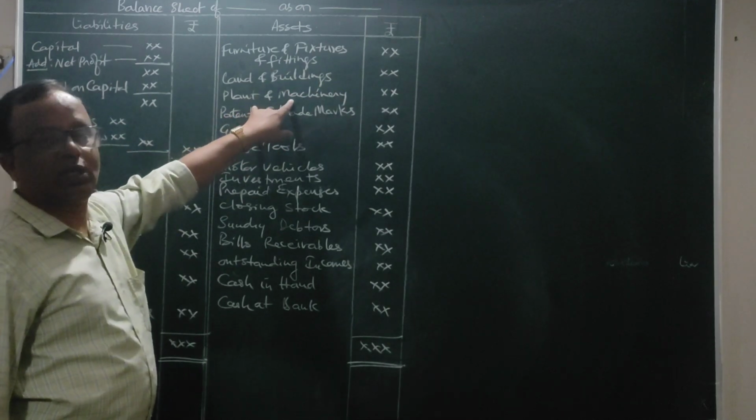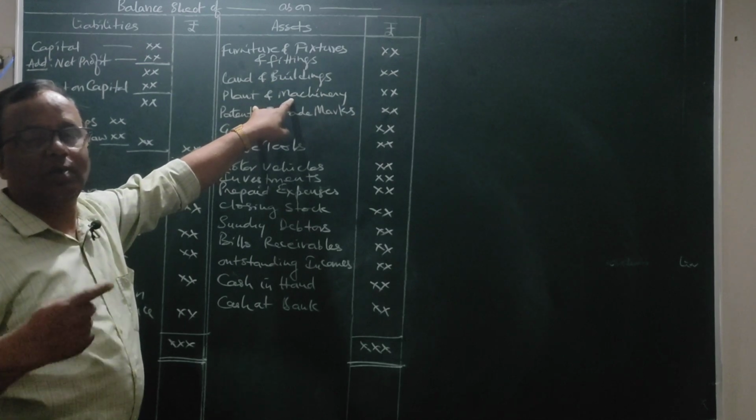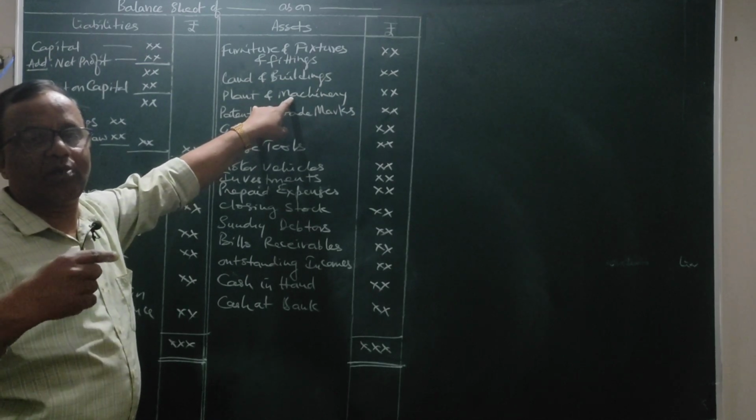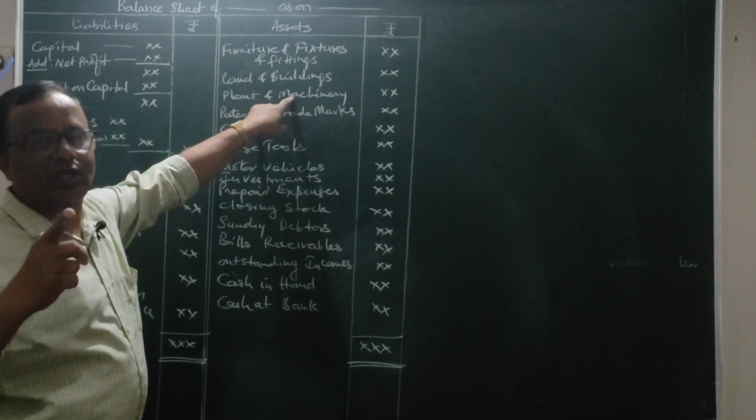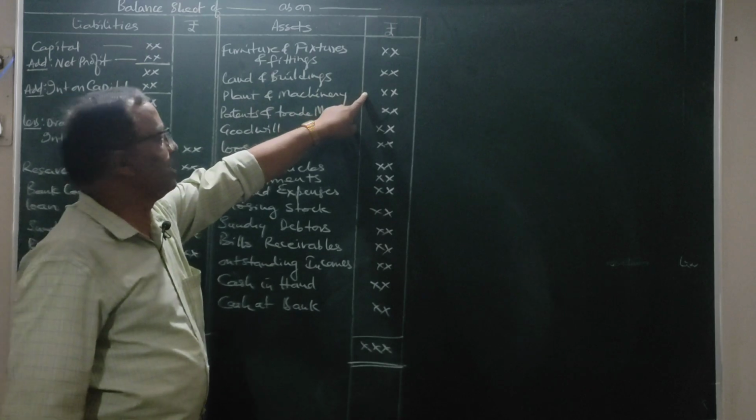Then plant and machinery. This is nothing but the value of plant and machinery which is there in the business. Plant does not mean our natural plant. Plant means here any particular big structure erected, we will call it a plant here. So plant and machinery, it is a tangible asset, we are writing it here.